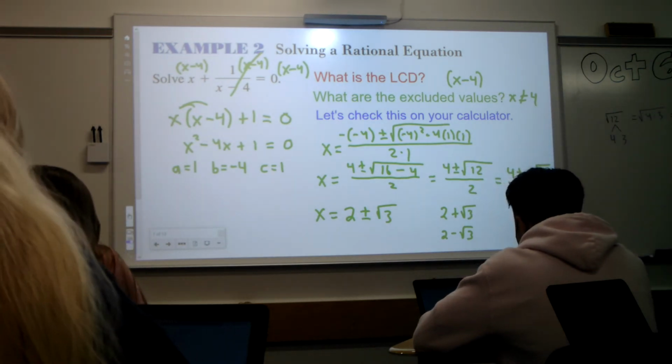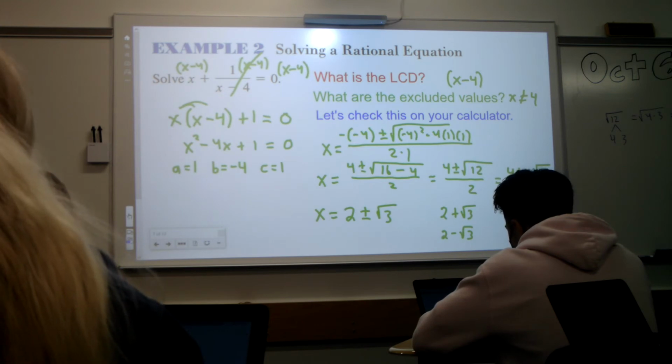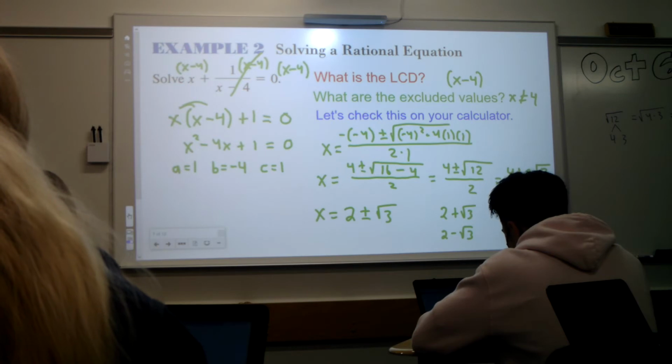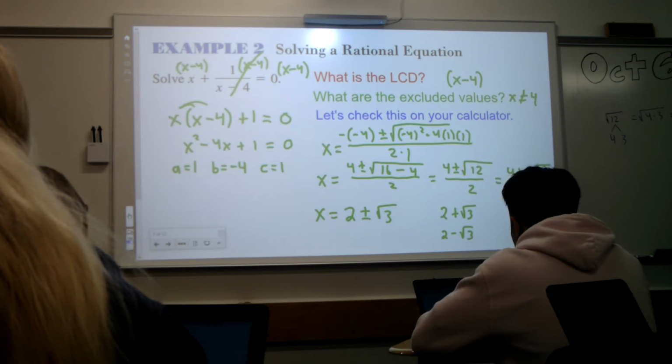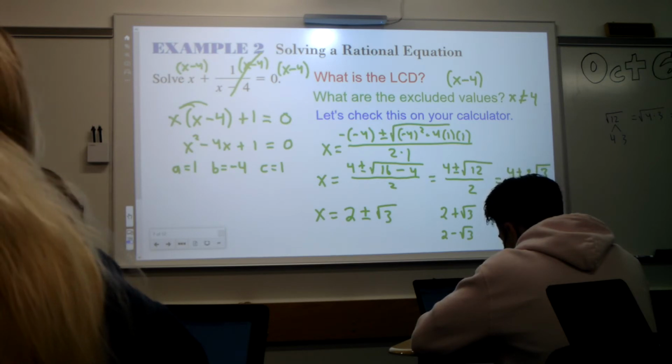So you're pulling up Desmos, go to graphing calculator, and I want you to just type in 2 plus the square root of 3. Tell me what that is. 2 minus the square root of 3. Tell me what that is. Okay, let me write this down. You said 3.73.